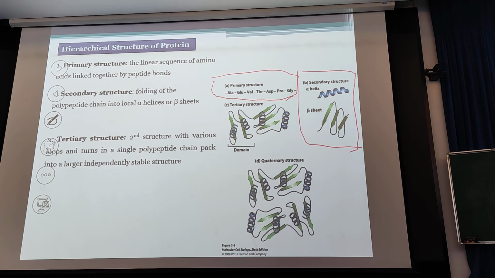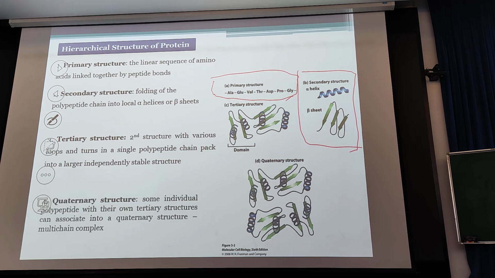And for the last, quaternary structure. For quaternary structure, just imagine that we have two or three, more than two, tertiary structures staying together, so we have the quaternary structure. So we have multi-chain complexes.